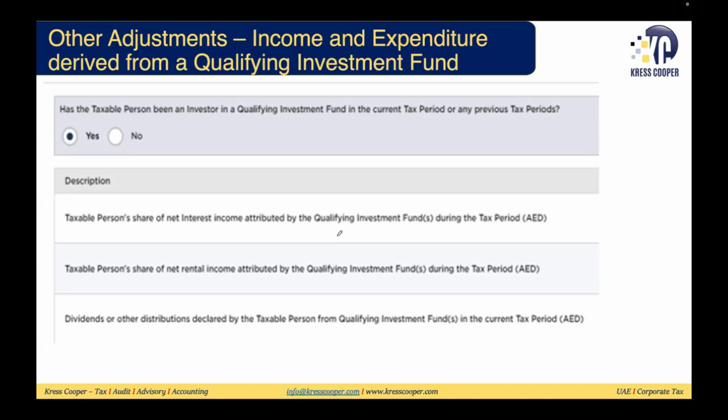Now you can go through these questions. Basically, the first: has the taxable person been an investor in the qualifying investment fund? Maybe you are an investor in the qualifying investment fund. The income that you are generating, maybe this is taxable and maybe this is not taxable. Now this is a relevant question. Taxable person's share of net interest income. Taxable person's share of net rental income, dividend, other profit distribution. All these questions you need to address.